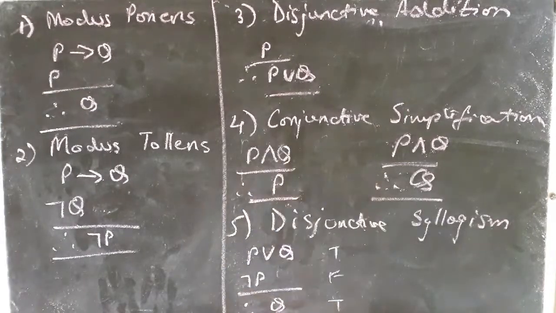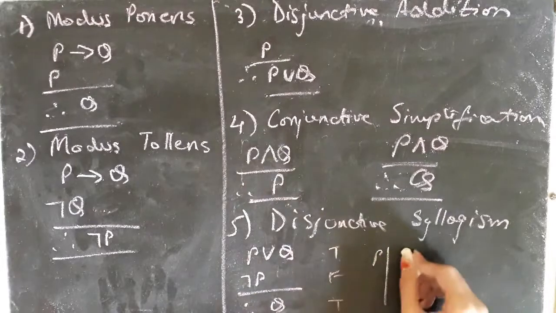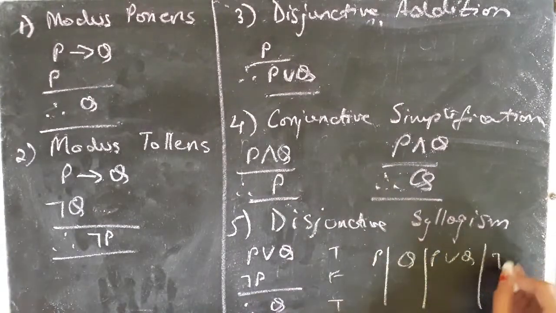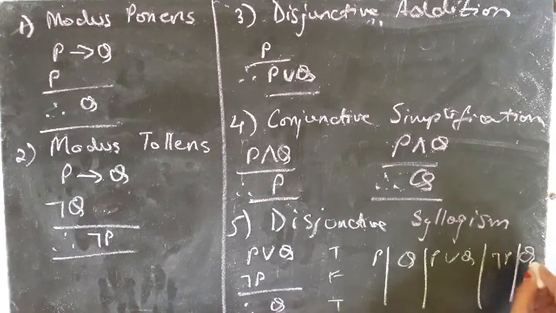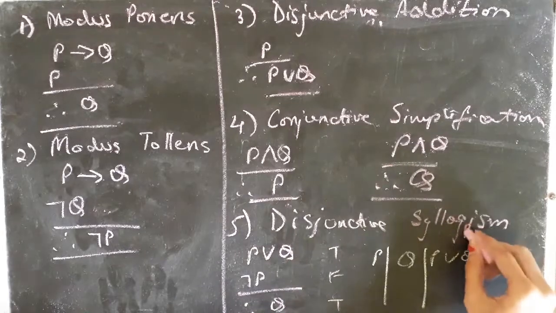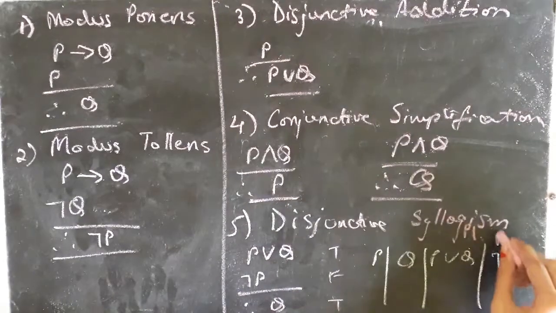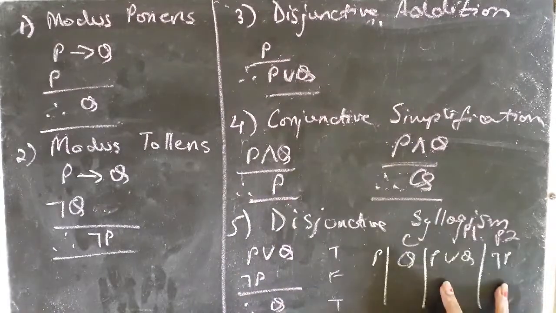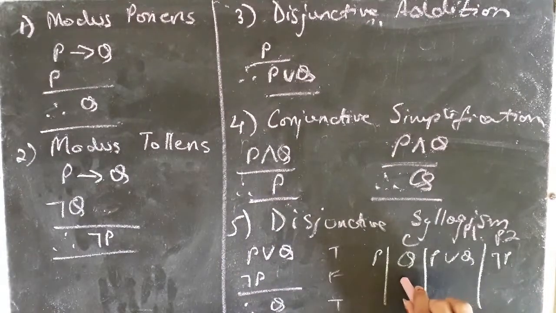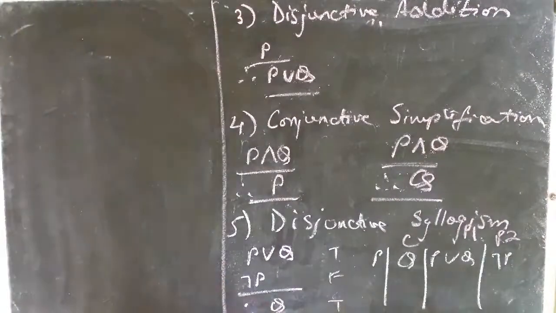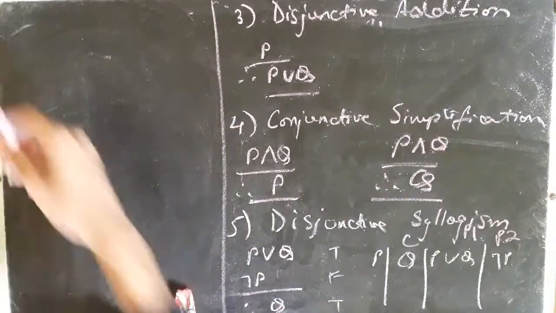This can again be proved with the help of a truth table, with the headings being these. And this is P1, this is P2, and this is our conclusion. We will find that whenever these two are true, this is also true, and thus we can state that this is a valid argument.